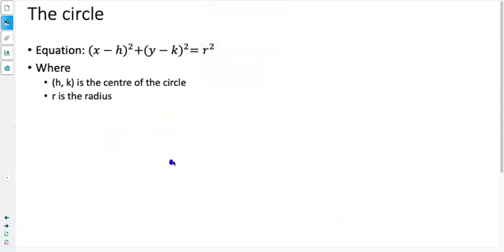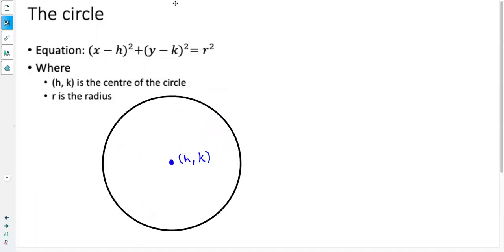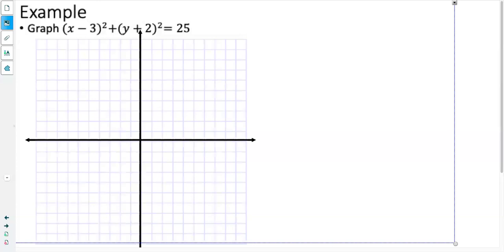If I have a point here, that's (h, k), the center of our circle. And then r is our radius. So if we're given an equation in this form, we just figure out what our h is and what our k is, that's our center. Then we can go up by our radius, left by our radius, right by our radius, and down by our radius to graph.